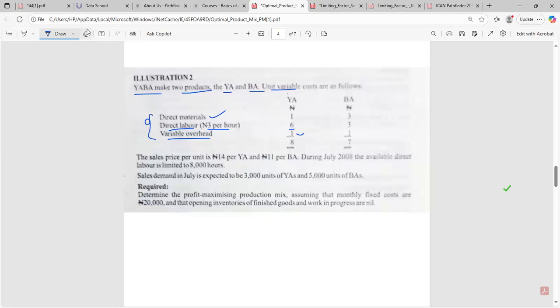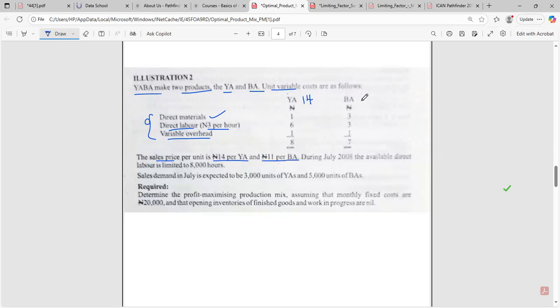So these are just variable costs. This is different from the first one that we solved where they gave us contribution. This is just variable cost. They went further to say our sales price per unit is 14 naira for Ya and 11 naira for Ba. And during July 2008, the available direct labor is limited to 8,000 hours. So it simply means that labor is the limiting factor in this case. The labor hours that we have available now is 8,000 hours. So it is clear that labor is limited.